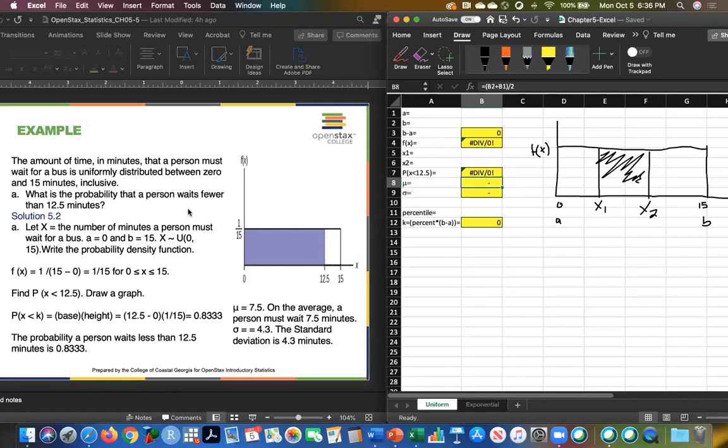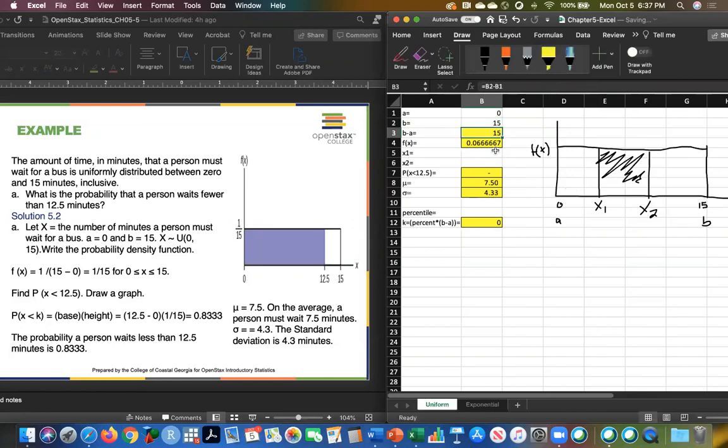So in this case, there is a maximum point, and we have two different points, 0 and 15 minutes, right? So this is going to be 0, and this is going to be 15 minutes. Here I made just a very simple formula. I subtract B2 minus B1, and that is the difference that we need to compute the base of my rectangle. So this is going to be 0, and this is going to be 15, right? Those are the values here.